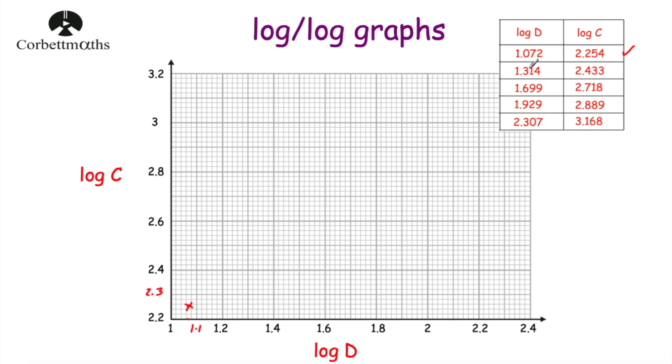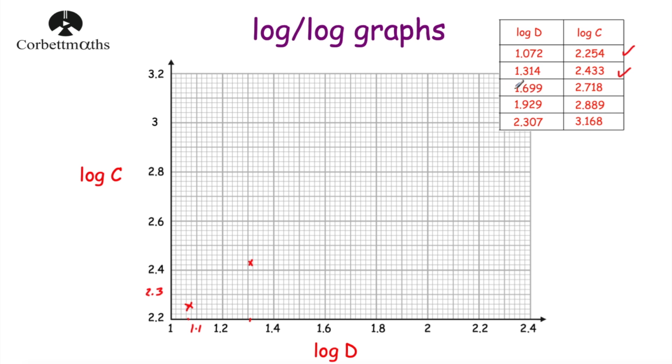So 1.314, so 1.3 would be there, 1.32 would be there, so 1.31 would be in the middle, so it's going to be roughly in the middle there. Then we're going to go up to 2.43, so 2.4 is here, 2.42 would be there, 2.44 would be there, so 2.43 would be in the middle there somewhere. So that's going to be our next point there. Okay, so we've plotted that point.